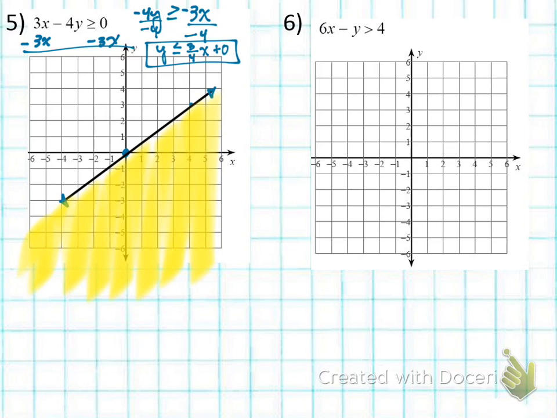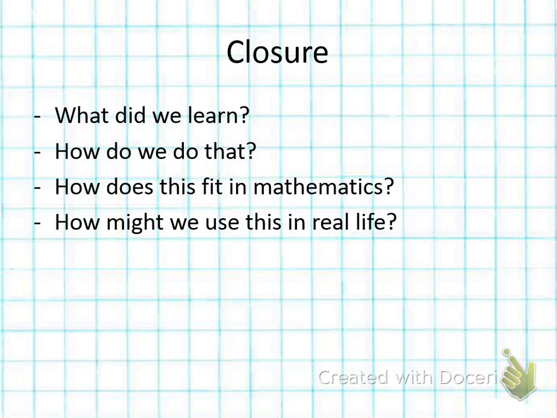We're all getting it at this point, so we're going to end the lesson there. And I'd like you to turn off your iPads, talk about these questions. Go.